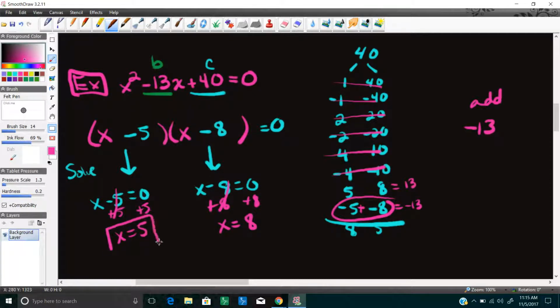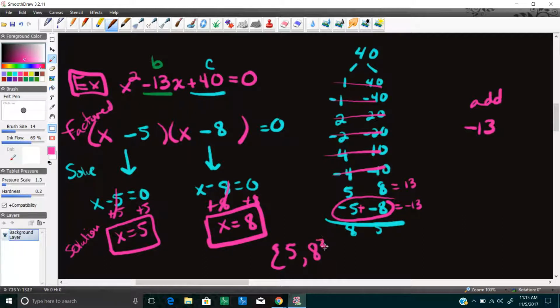So that means that my roots for this one, the zeros, are x equals 5 and x equals 8. These are the solutions for this particular quadratic. Okay. So again, this right here is factored form. This is factored form here. And this over here is the solution. Remember you can also do this as a solution set. So if you wanted to, you could also do those curly braces, 5, 8. And that would be correct as well.